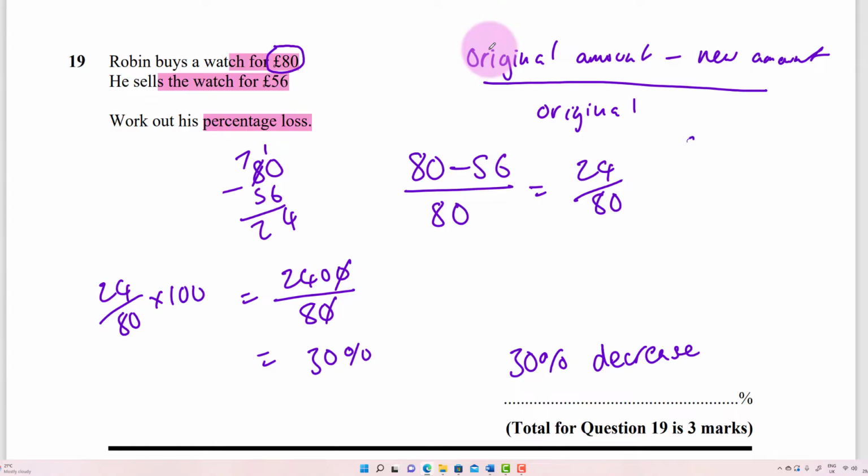Or we can simplify. What goes into 24 and 80 is 8, so we can divide by 8, divide by 8. So that gives us 3 over 10, and you should know 3 over 10 is 30%. Another way to do that, that's an easy 3 out of 3 marks.